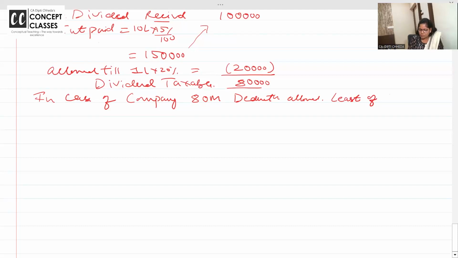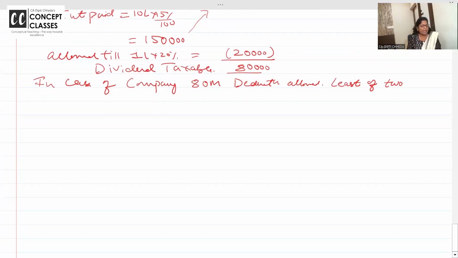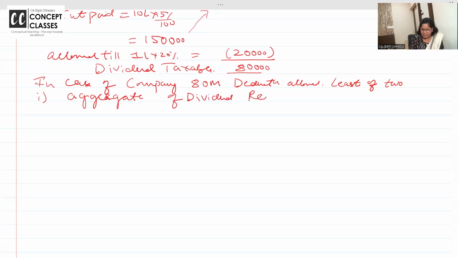Least of 2. I am making you write because I want this to be fitted in your mind. Least of the 2. Number 1: aggregate of dividend received. Aggregate of dividend received.